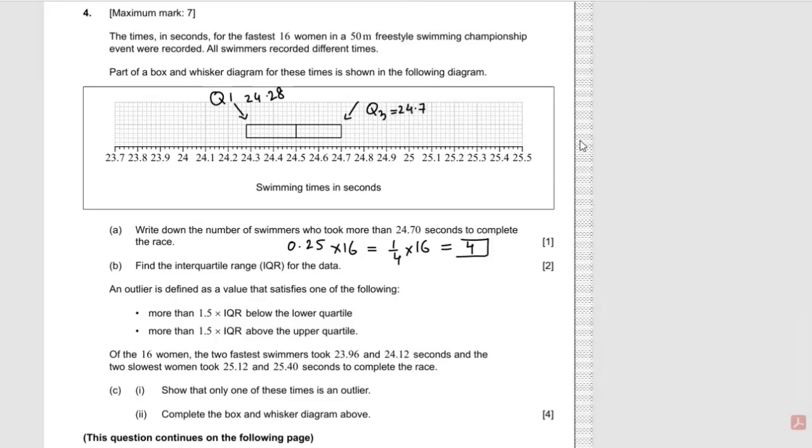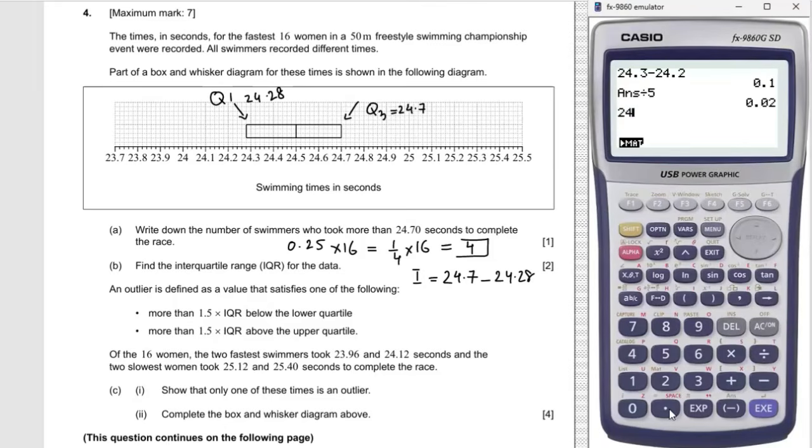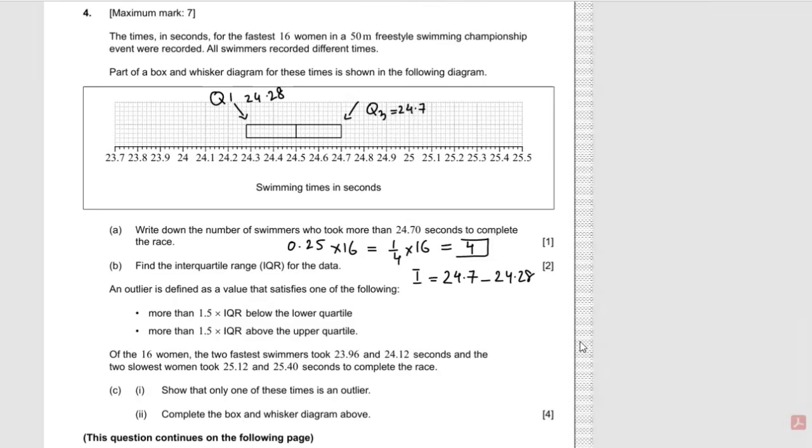Why am I doing this? Because I need the interquartile range. So interquartile range is going to be 24.7 take out 24.28. So I'm going to use my calculator, 24.7 minus 24.28. So I'm getting 0.42. This is part B.